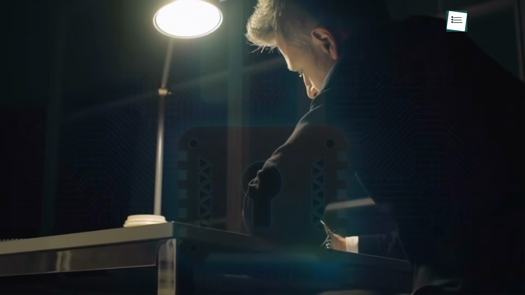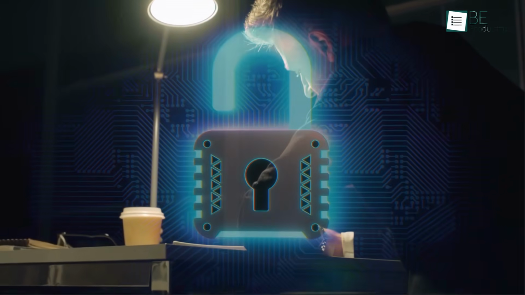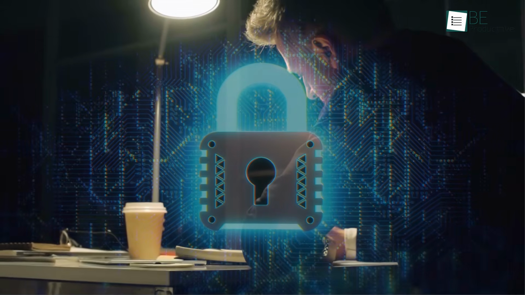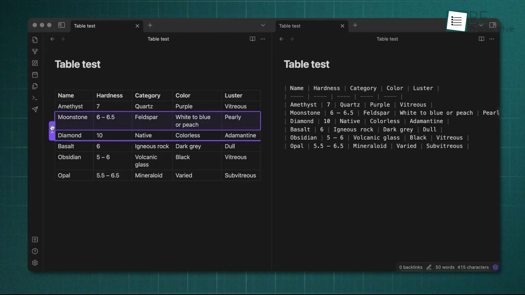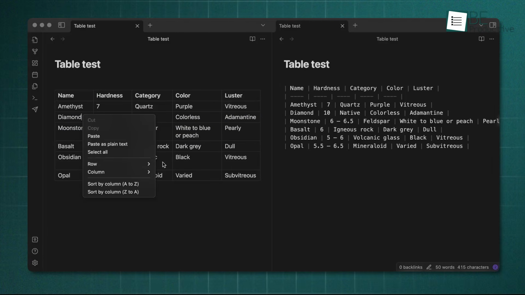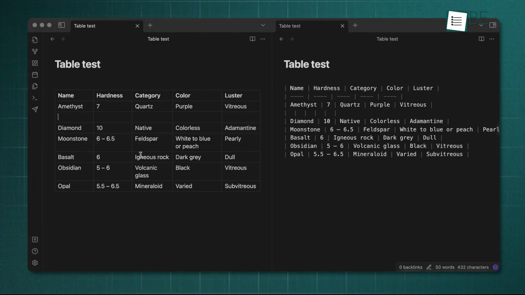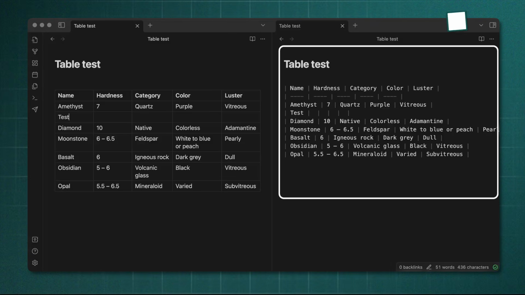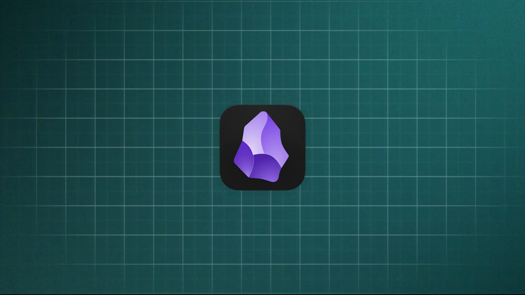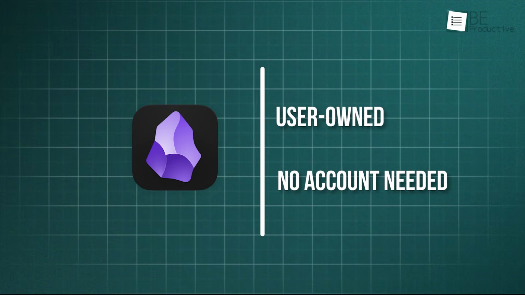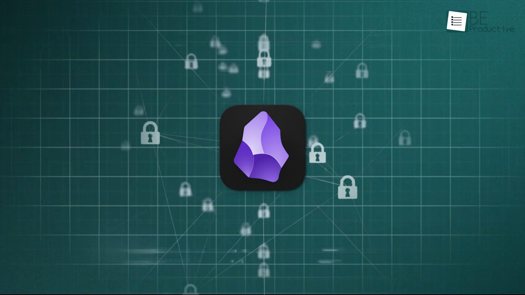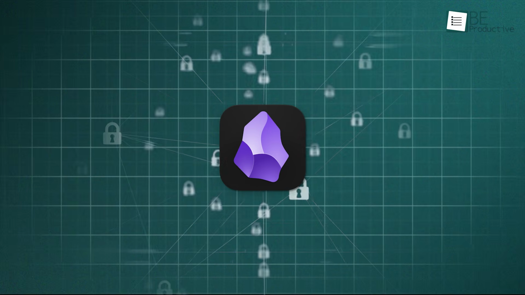When it comes to your personal notes, security and privacy are top priorities. Obsidian is built on a local-first principle. This means all your notes are stored as plain text files directly on your computer's hard drive. As you can see, they're right here in this folder. Obsidian, the company, never sees your data, and you don't even need an account to use the app. This offers the highest level of privacy and control.